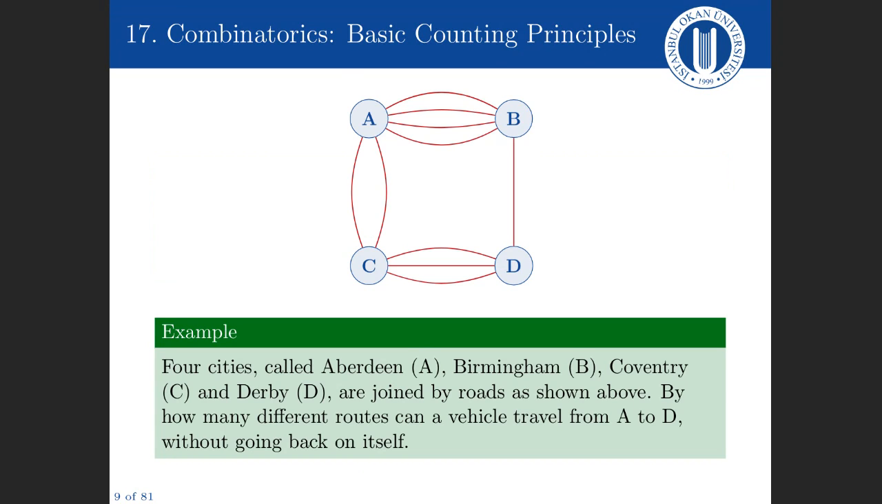Next example. 4 cities, Aberdeen, Birmingham, Coventry, and Derby, are joined by roads as shown above. By how many different routes can a vehicle travel from A to D without going back on itself?